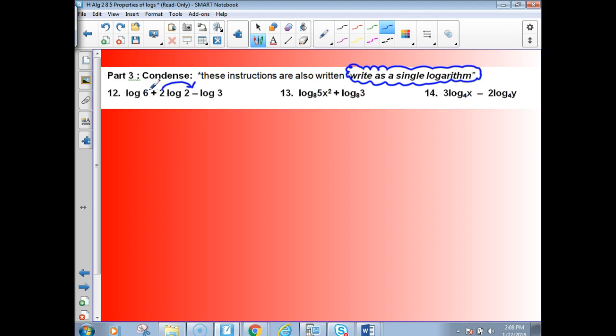If it's addition, we're going to write one logarithm as a multiplication. So this is going to be the log of 6 times 2 to the second. And then the subtraction indicates divide, so divided by 3. And this is like in one big parenthesis.